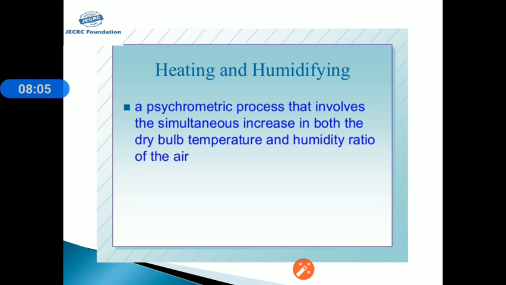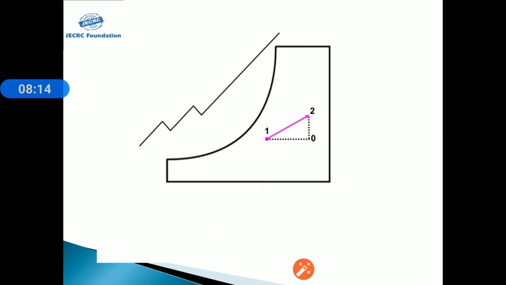Heating and humidification is a psychrometric process that involves the simultaneous increase in both dry bulb temperature and humidity ratio. It is called heating and humidification. When we see the diagram, 1 to 0 is called the heating process, and 0 to 2 is called the humidification. So the resultant 1 to 2 is called humidification plus heating.